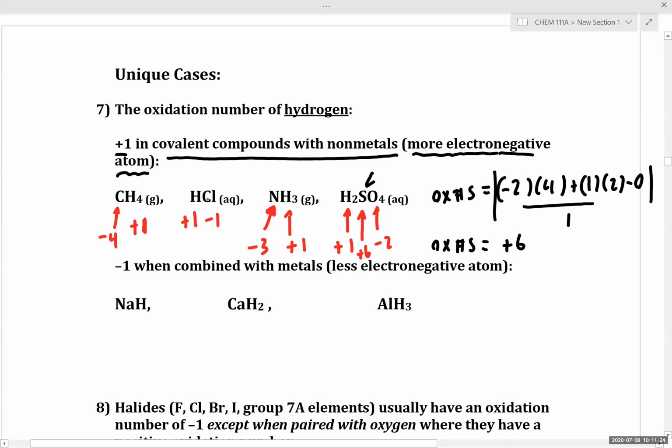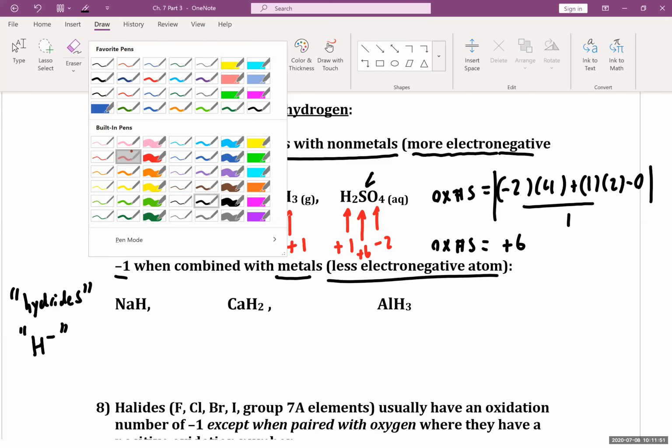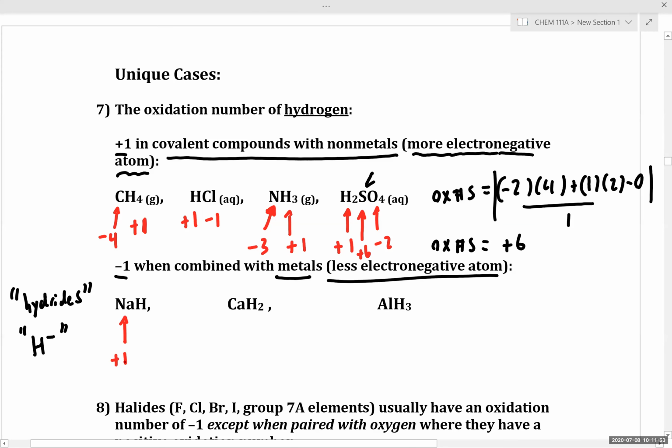Now, hydrogen can also adopt a -1 oxidation number when it's combined with metals, which are less electronegative atoms. We call these molecules hydrides because hydride is noted as H-. So let's assign some oxidation numbers. Sodium's oxidation number is +1 in this case, and as a result, hydrogen's oxidation number is -1.